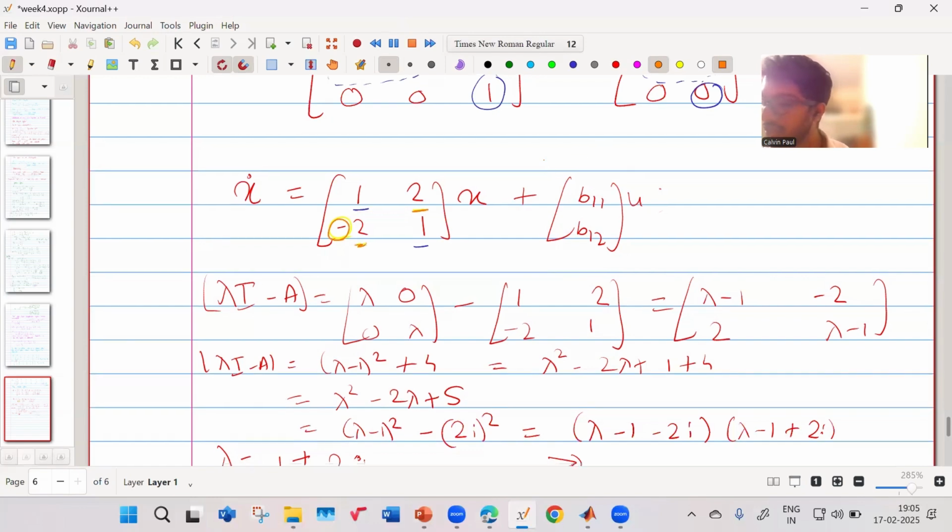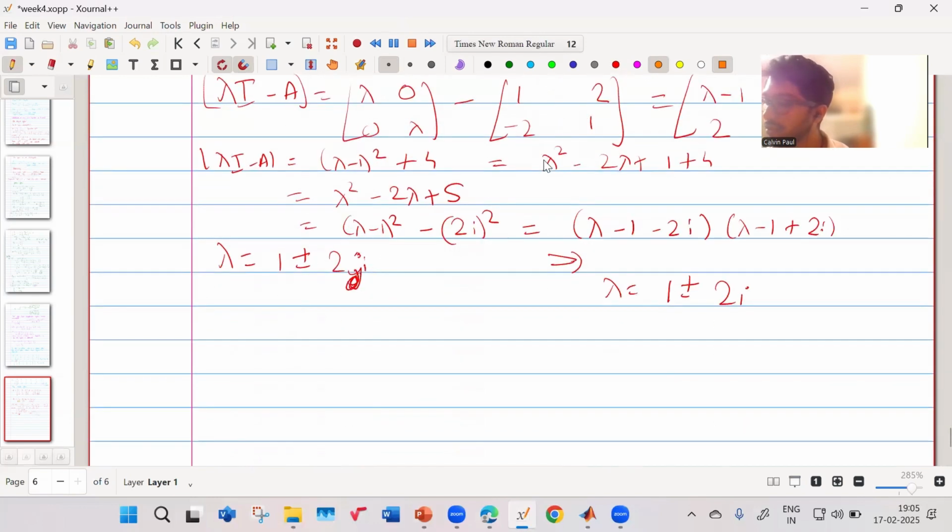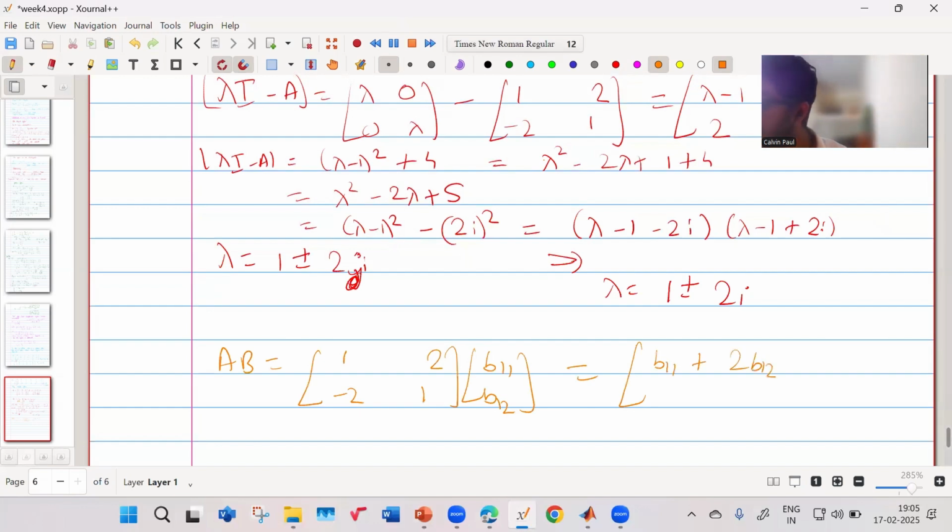Okay, so this is my A matrix and this is the B matrix, right? So let us do A into B. So that is [1, 2; -2, 1] times [B11; B12], right? So this would be equal to what? B11 plus 2B12, and this is minus 2B11 plus B12, right?